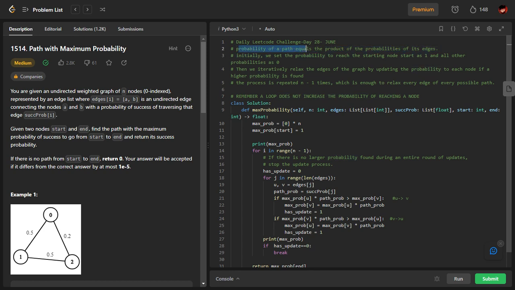Probability of a path equals the product of the probabilities of its edges. So you can clearly see when I go from 0 to 2 along 1, I multiply the probabilities. 0.5 times 0.5, I get 0.25. That's what it is.